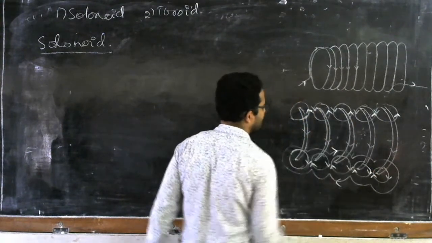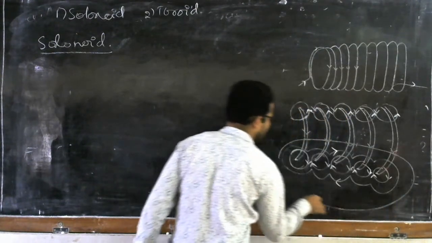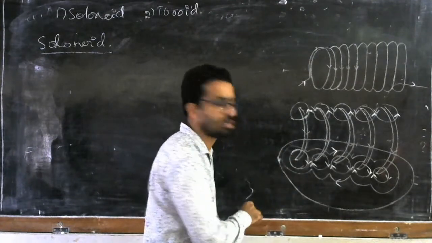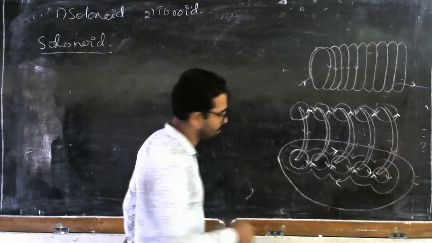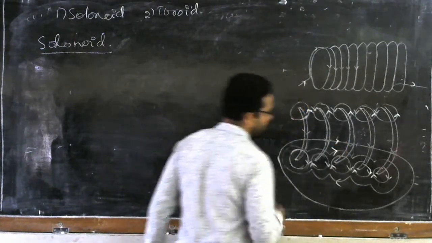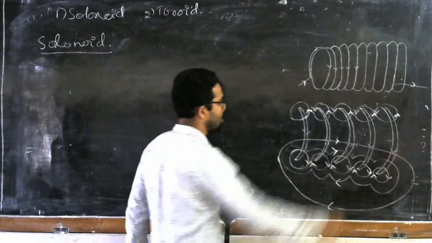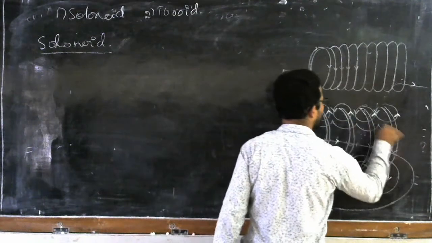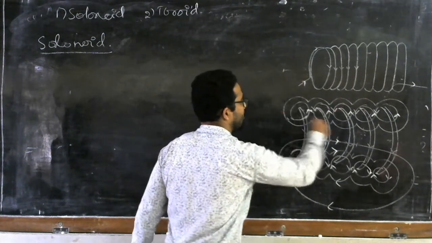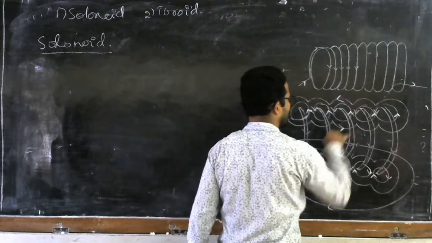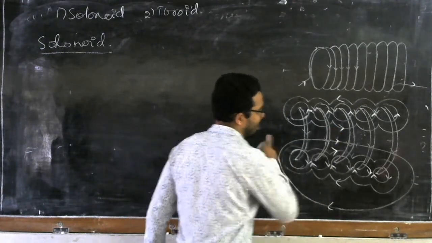Again, at some other distance, I can take a loop like this. These are the directions of magnetic field lines. See here, this is the direction of magnetic field, this is the direction of magnetic field here. Similarly, you can take here also. Everywhere, this is the direction. See here, in between, two magnetic field lines along the same direction.